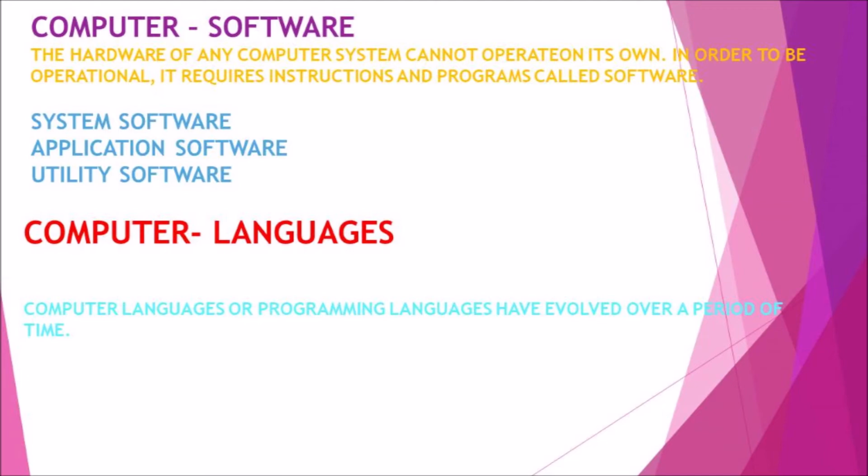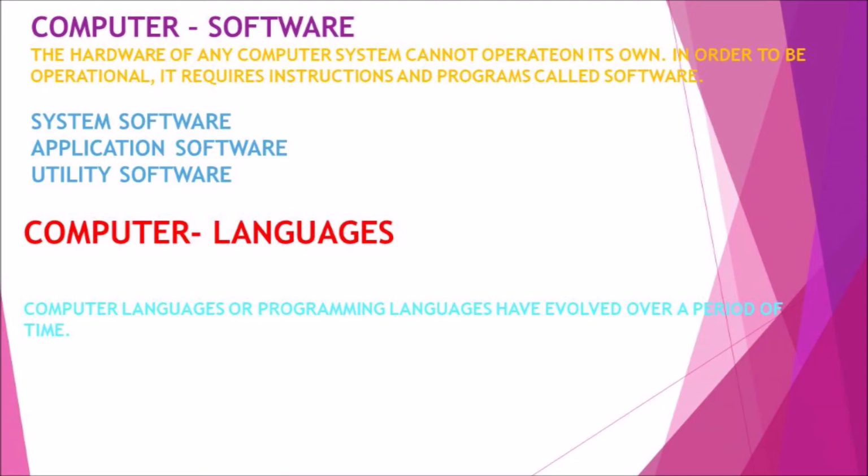So software operates the hardware. The set of instructions that tells the hardware what is to be done with the given input data, that we call a program. One or more programs make the software. So software is a combination of one or more programs. Software can be defined as a collection of programs, and we divide software into three types.